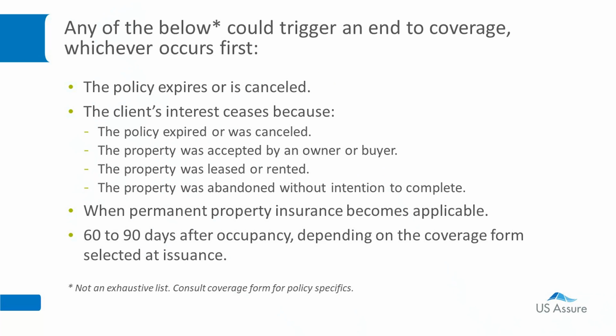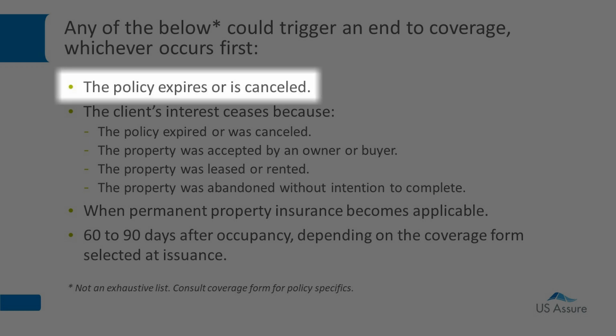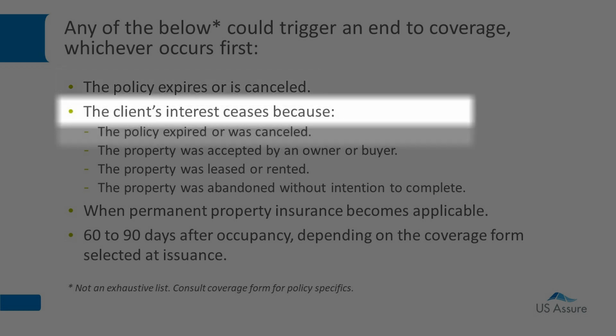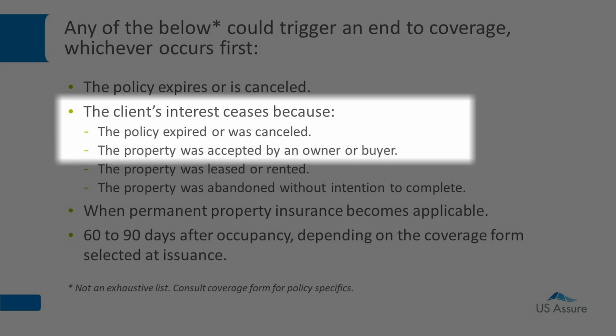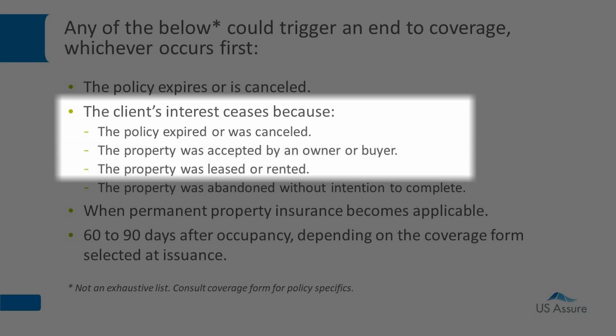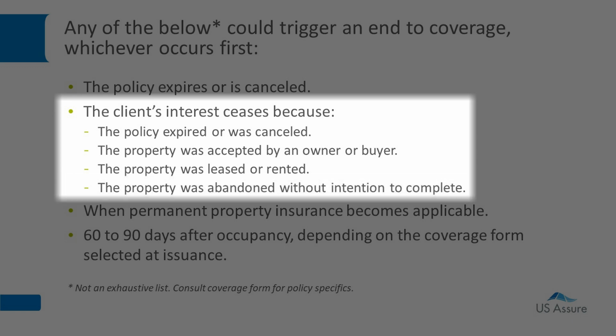So what causes builder's risk coverage to end? Builder's risk coverage can end due to any of these scenarios, whichever happens first. The policy expires or is canceled. Your client's interest ceases because the policy expired or was canceled. The property was accepted by an owner or buyer. It was leased or rented, or the project was abandoned without the intention to complete it.